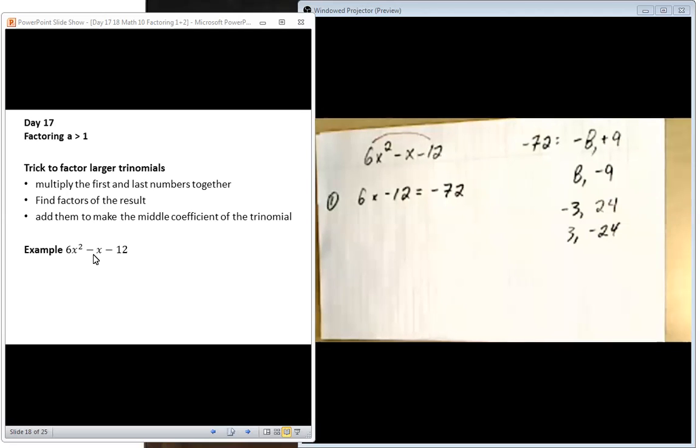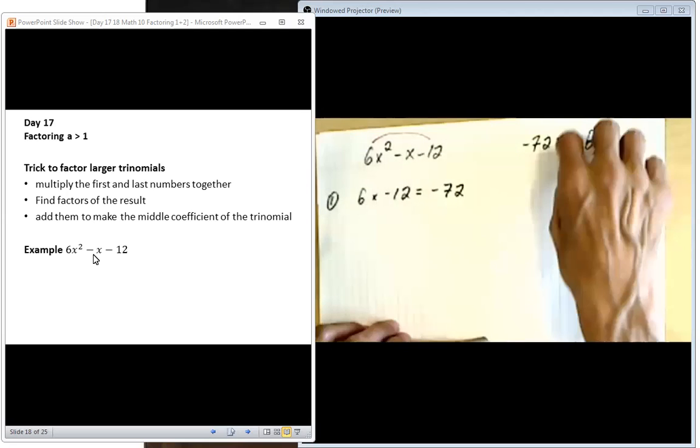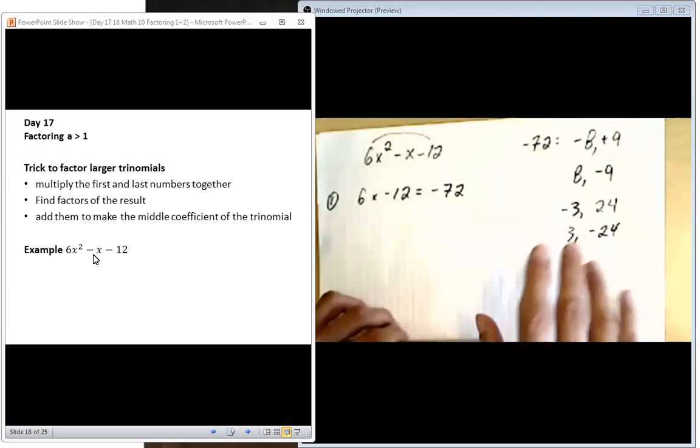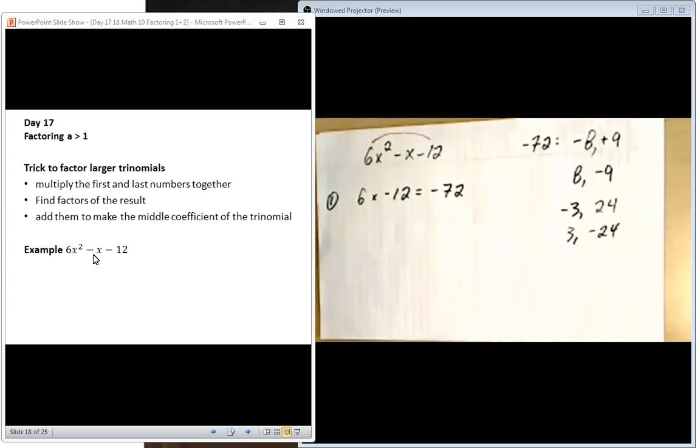Okay, good people. So with 72, there's going to be quite a list here. We're going to be here till 5 o'clock if we do that. 4:55 if we do that, right? Don't want that to happen. So here's what we're going to do. What we did is we multiplied the first and the last numbers together. So that was the 6 and the minus 12. You factor the result, so we get our 72. See, we started doing it.